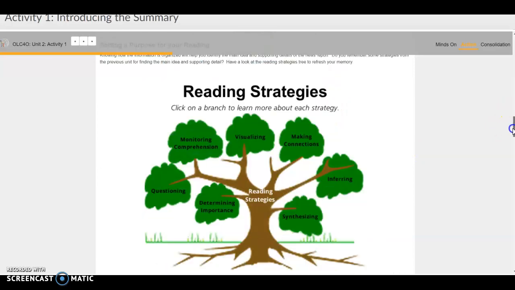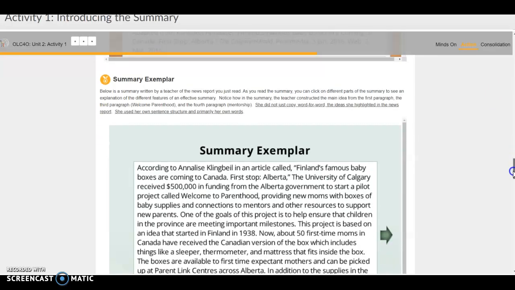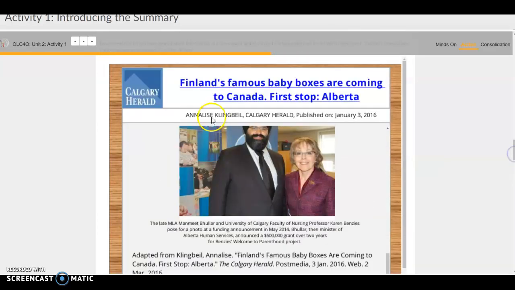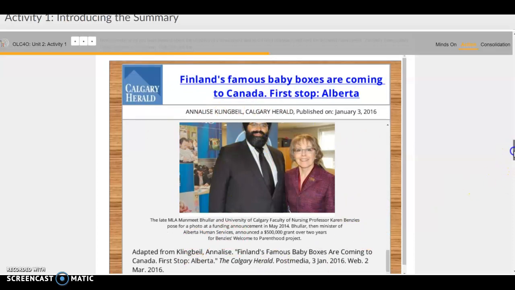Once you've read the news report, you're going to see a summary that's already been written for you. It's going to be an exemplar, showing you how a summary should look, and it was prepared by a teacher. When you write your summaries in Unit 2, they'll be on a different topic and a different piece of writing, but you want them to look like this. In the very first sentence, you want to introduce your author, your title, and the main idea of whatever it is that you just read. You'll notice that in this summary exemplar, the author, the title, and the main idea of this news report are all established in one sentence at the very beginning.